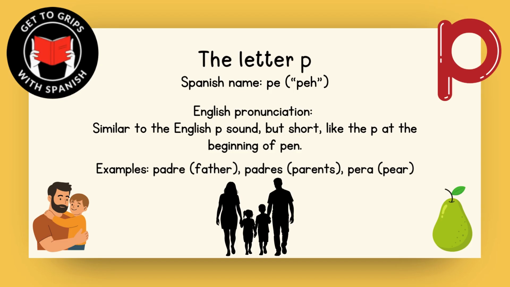The letter P is called pe in Spanish. The English pronunciation is similar to the English P sound, but short, like the P at the beginning of the word pen. So for example, padre means father, padres means parents, and pera means pear. So padre, padres, pera, and it's the letter pe.